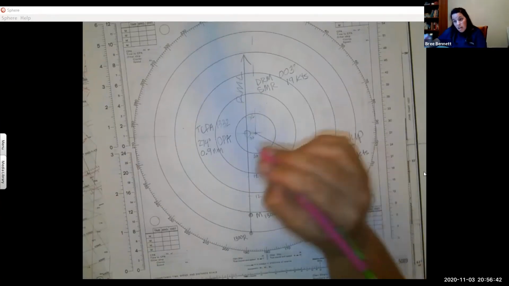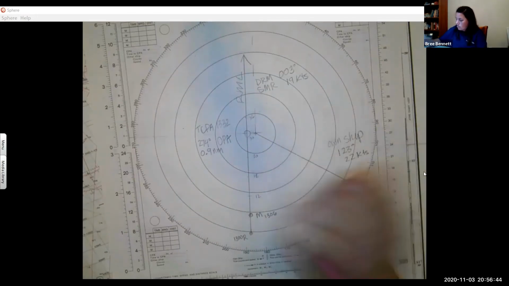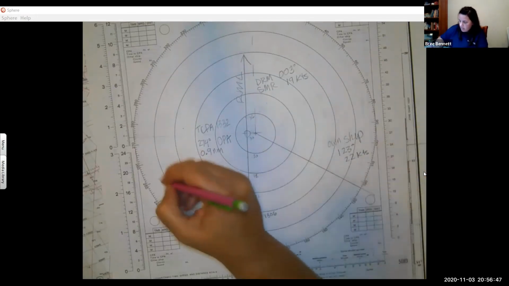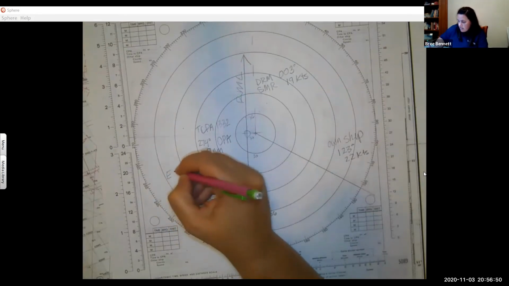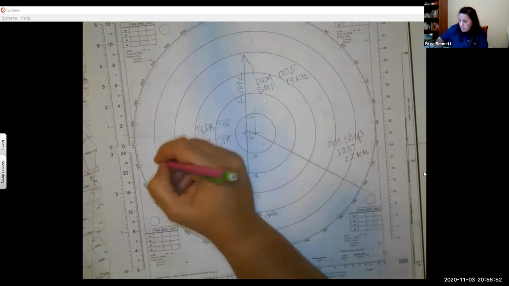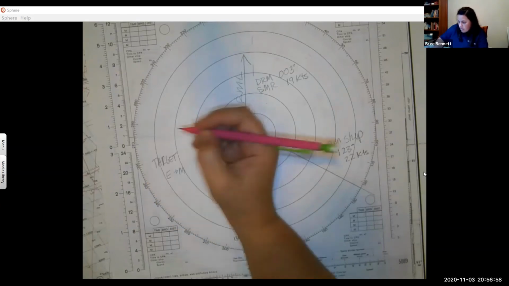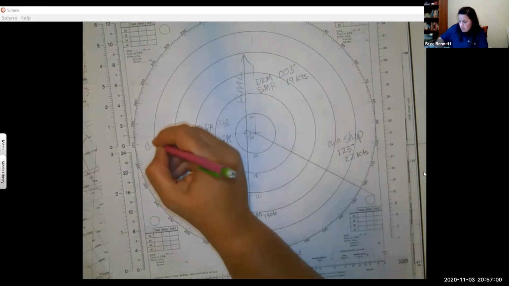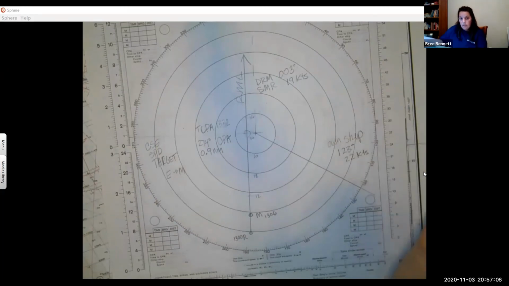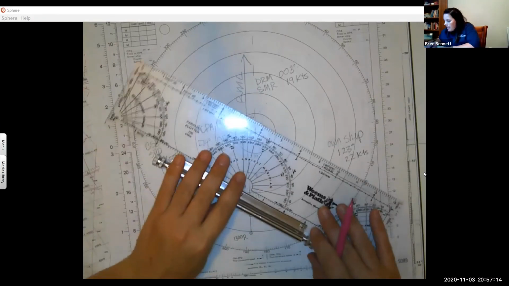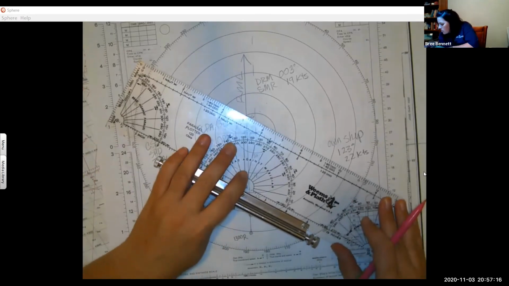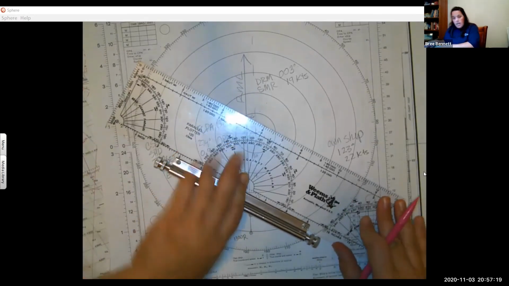Okay, now we're going to plot our E to get our two more things. The two things that we want is our E to M, which is my target's true course and true speed. So I need to plot my E. I'm going to parallel my heading line. My heading line was 1, 2, 3, right? I'm going to parallel that.